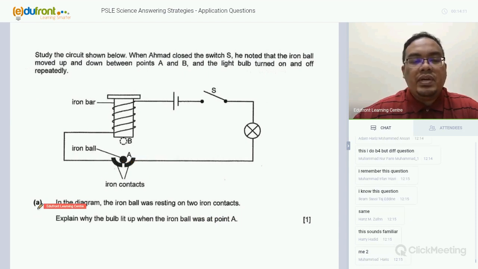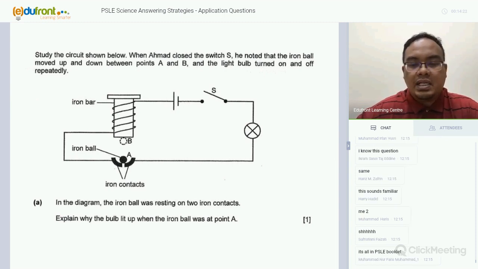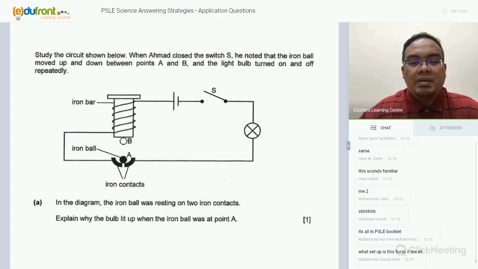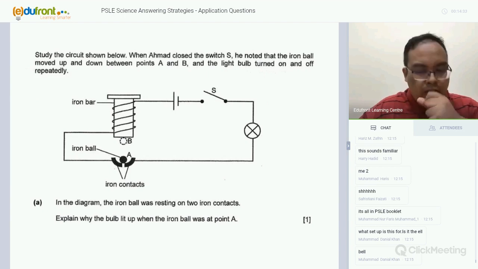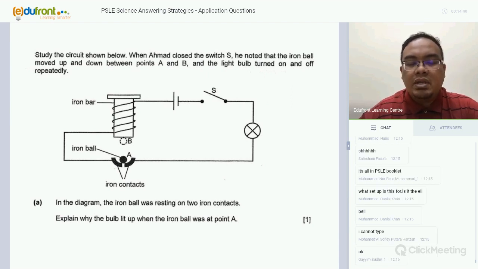There is a series of 3 questions, part A, part B, part C, and I'm going to share with you how to approach and answer this question. This is a past PSLE question. You can see PSLE has lots of application questions. In the PSLE booklet B, some of the questions you may have experience with, but some you may not have experience with at all. So what are you going to do?